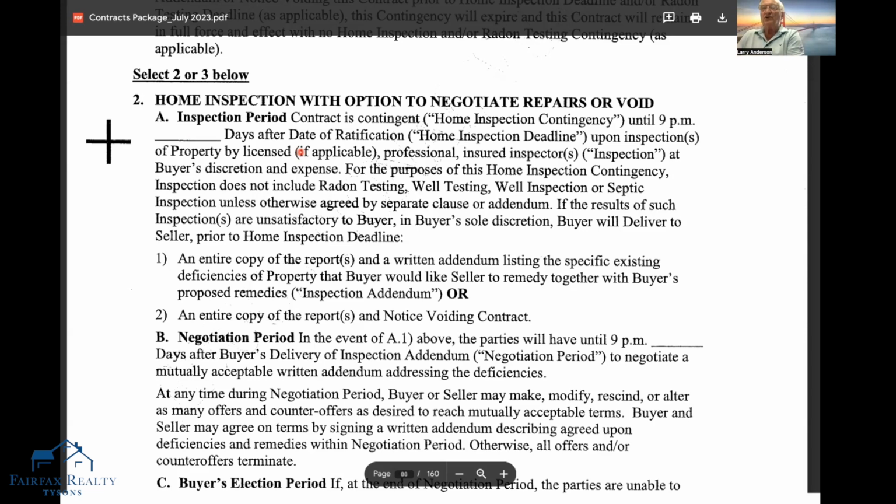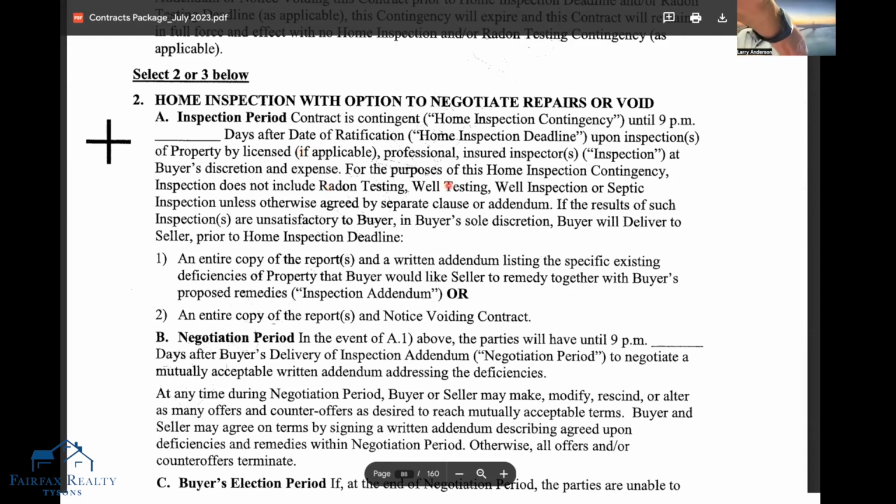the state of Virginia, they have to be licensed with DPOR or they shouldn't be doing the inspection. So if they are not licensed with DPOR and they do this inspection, then your purchaser has probably lost their right to the home inspection if the other side catches it. Now, for the purposes of this home inspection contingency, you have to understand it does not include radon. It shouldn't be testing radon.